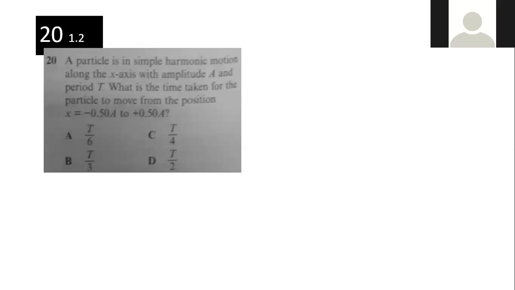This one. A particle is in simple harmonic motion along the x-axis with amplitude A and period T. What is the time taken for the particle to move from position minus 0.5 to plus 0.5 of the amplitude? Okay. How to solve? What's the answer?